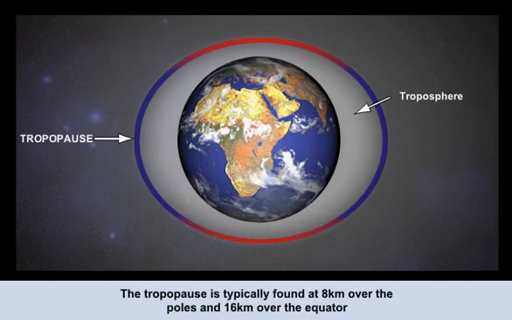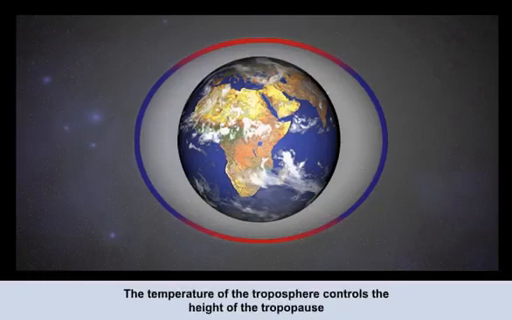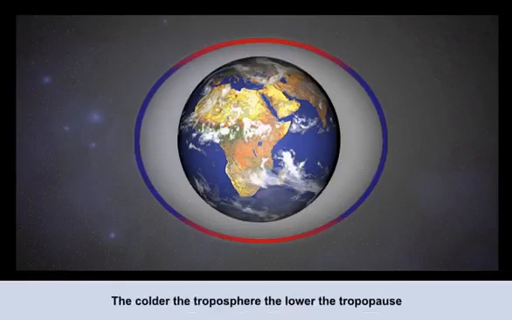The thickness of the troposphere, and therefore the height of the tropopause, is not constant across the Earth. Over the poles, the height of the tropopause is about 8 kilometers, whereas over the equator, it's about 16 kilometers. The average height is 11 kilometers, which is found at about 45 degrees latitude. What controls the height of the tropopause is the general temperature of the troposphere. As a general rule, the colder the troposphere, the lower the tropopause, and vice versa.